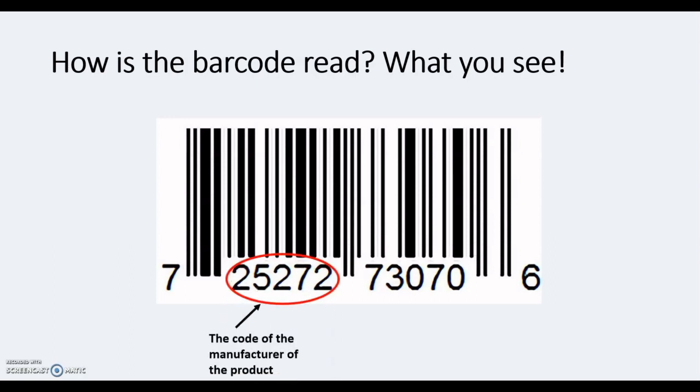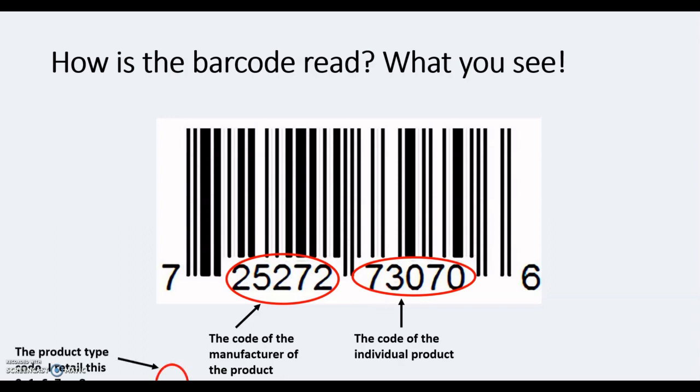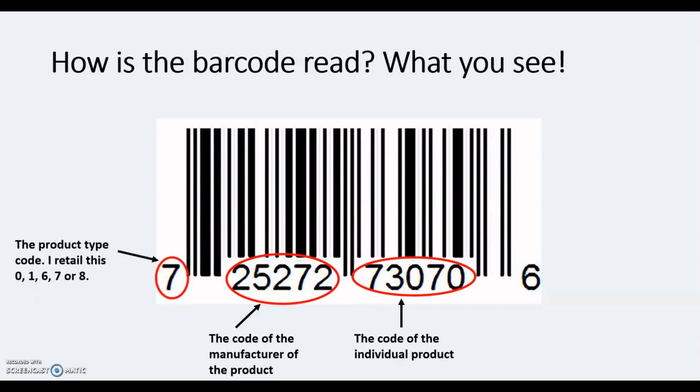This first set of numbers are the codes of the manufacturer of the product. So this is the manufacturer's unique individual code. This one is the code of the individual product itself, its unique identifier. That now leaves two numbers. You can see there's a 7 there to the left and a 6 to the right. This is the product type code, so what type of product it is.